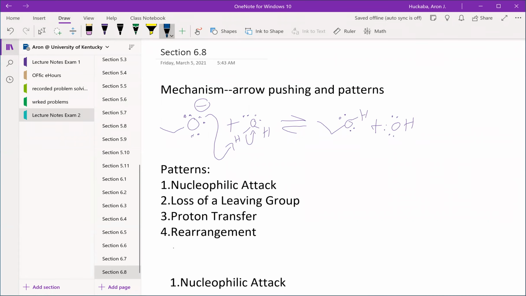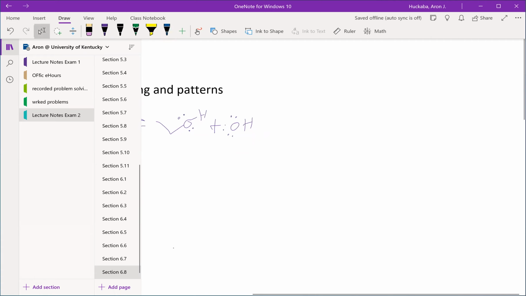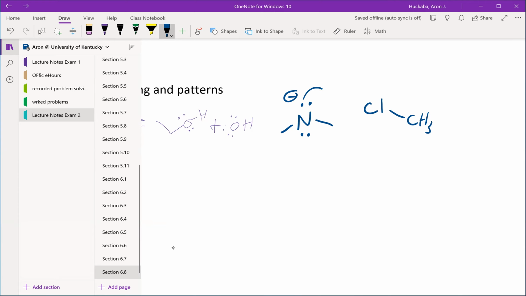And just to reiterate this one more time, whenever you have an arrow you need to make, so let's say we have this nitrogen, this one has a negative charge, very high electron density, makes it a good nucleophile. And let's say you need to attack something. The arrows need to start at the area of high electron density, and they need to end at the area of low electron density.